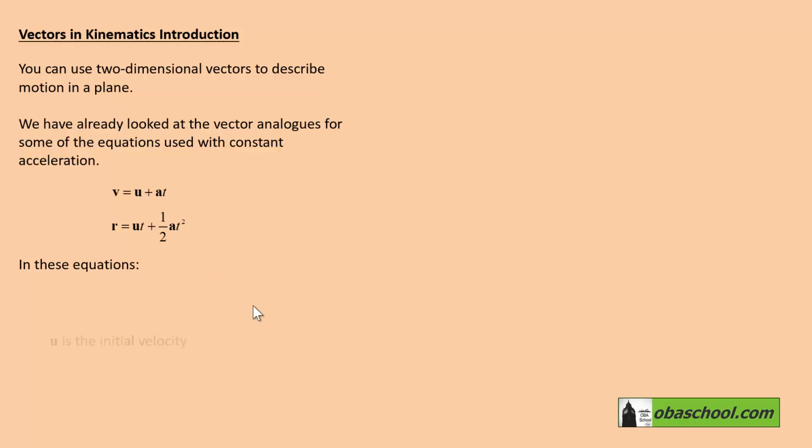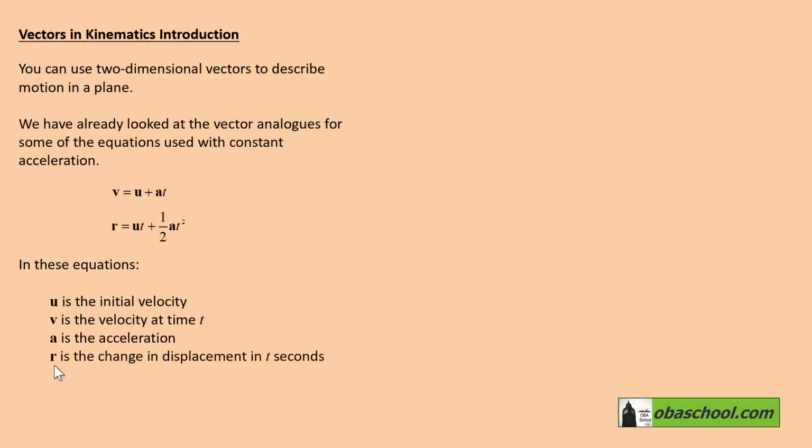In these equations, u is the initial velocity, and in this case, an initial velocity vector. v is the velocity at time t. a is the acceleration. r is the change in displacement in t seconds. So we're at some initial position and we move with an initial velocity and an acceleration for some time t, and the r that we get from this equation would be the change in displacement in that time.